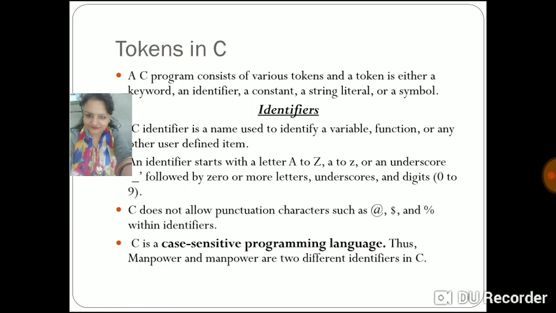Then these are the tokens in C. A C program consists of various tokens, and a token is either a keyword, an identifier, a constant, a string literal, or a symbol. Okay, these are all tokens. So what does an identifier mean?